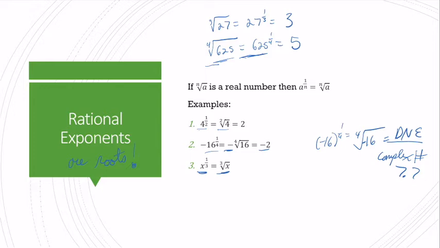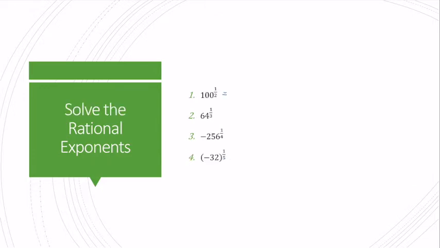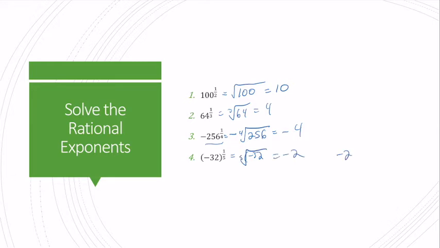So let's go ahead and solve the rational exponent. So if I have 100 to the 1/2, that's the square root of 100, which is 10. Again, you don't have to do this middle step, but I'm going to. If I have 64 to the 1/3, that's the cube root of 64, which is 4. If I have negative 256 to the 1/4, that is negative the 4th root of 256. That gives me negative 4. And if I have negative 32 to the 1/5, that's the 5th root of negative 32, which is just going to be a negative 2, because negative 2 to the 5th is negative 32. All right, so that's how we're going to be solving rational exponents.